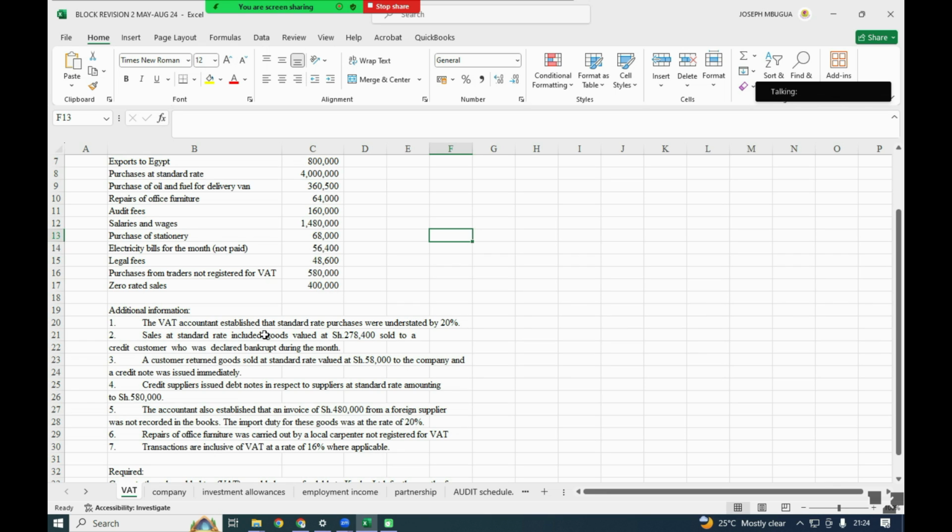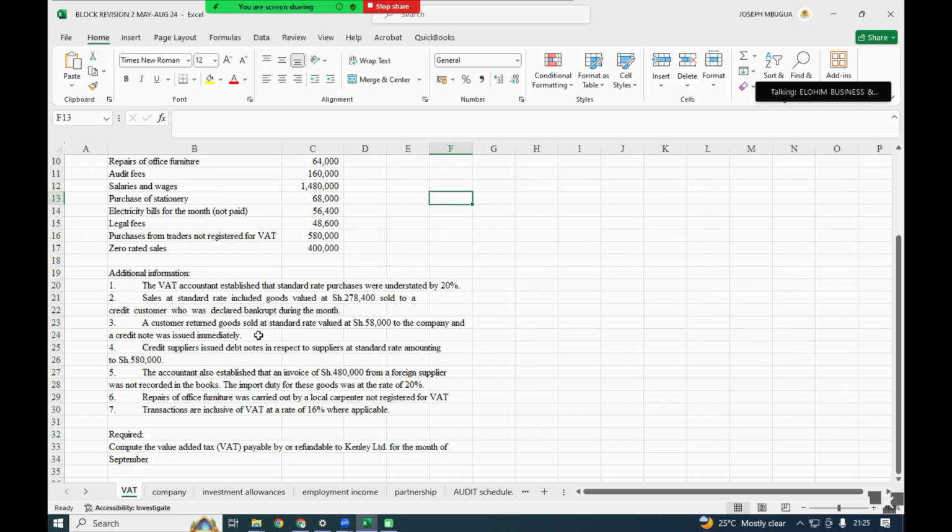Additionally, the VAT accountant established that the standard rate purchases were understated by 20%. Sales at standard rate include goods valued at 278,400 sold to a credit customer who was declared bankrupt during the month. Then a customer returned goods sold at standard rate valued at 58,000 to the company, and a credit note was issued immediately. Credit suppliers issued a debit note, in respect to supplies at standard rate amounting to 580,000.